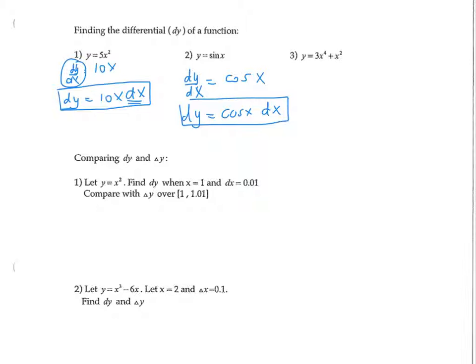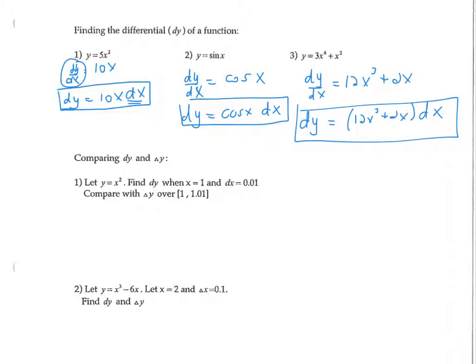And finally, in our third example, we have dy over dx is equal to 12x cubed plus 2x. And to write it as a differential, we would say dy equals the quantity of 12x cubed plus 2x, and then we'll leave the dx on the outside of the parentheses, rather than writing it as 12x cubed dx plus 2x dx. It'll be easier to plug numbers in if we just have the dx written once.